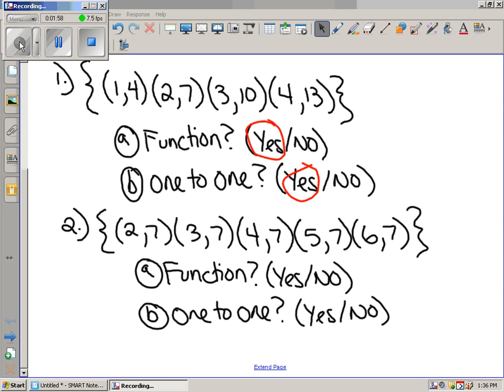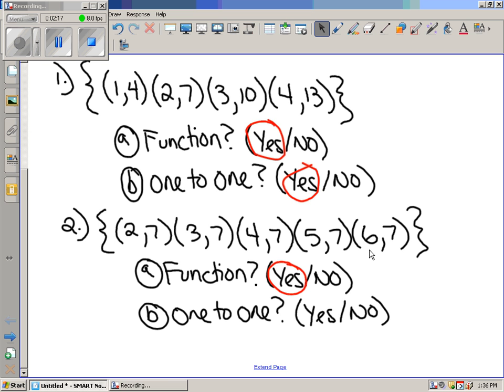All right, so let's play again. Number 2. We've got another listing of coordinates, and we've got to decide, do these create a function? Yes or no? Yeah, they create a function. Look, 2, 3, 4, 5, 6. Nothing's being repeated in the x value. So yes, it is a function.